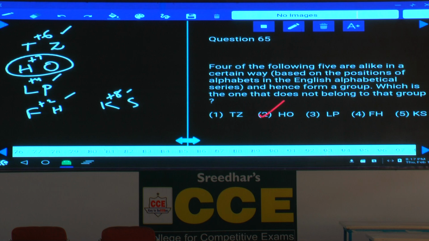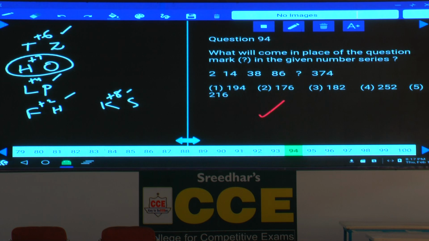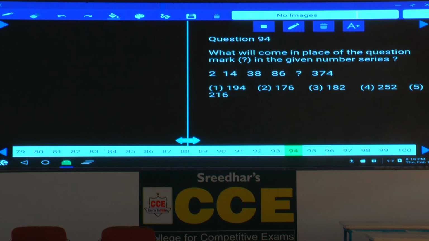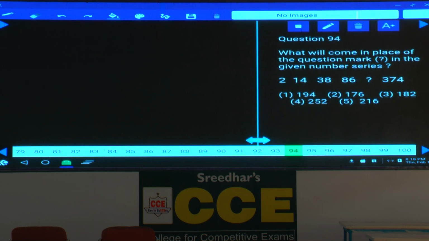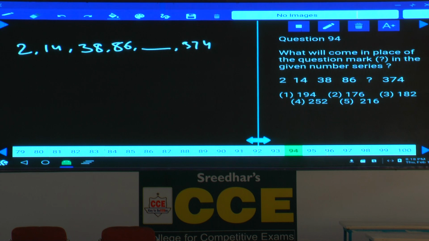Then number series, question number 94 onwards: 2, 14, 38, 86 and so on, 374. Tell me what is the difference between 2 and 14? The difference between these two is 12. And 14 and 38, the difference is 24. And 38 and 86, the difference is 48. How can you relate these to 12 and 24? 12 into 2 is 24, 24 into 2 is 48, 48 into 2 is 96.